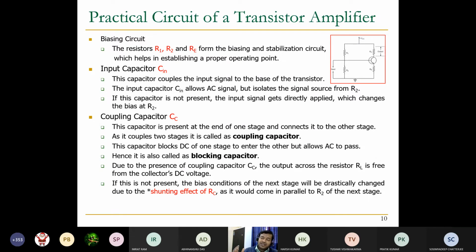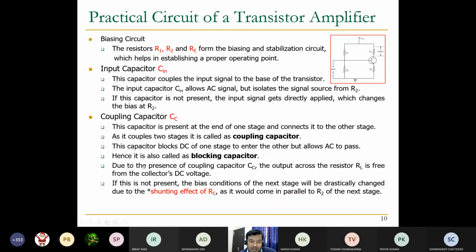Otherwise, in a multi-stage amplifier, if you remove the coupling capacitor, then the DC signal will go into the input of the next stage amplifier, and your purpose will not be fulfilled. So this capacitor blocks the DC of one stage from entering the other, and allows only the AC signal. It acts like a filter. Hence it is called the blocking capacitor, because it blocks the DC signal and allows the AC signal.